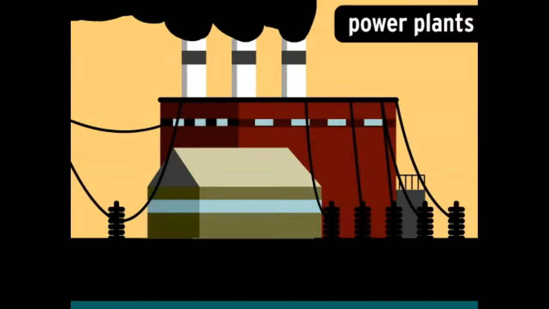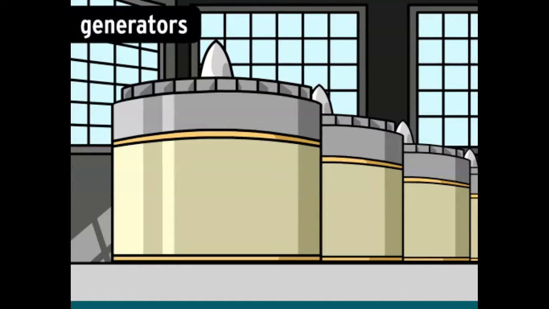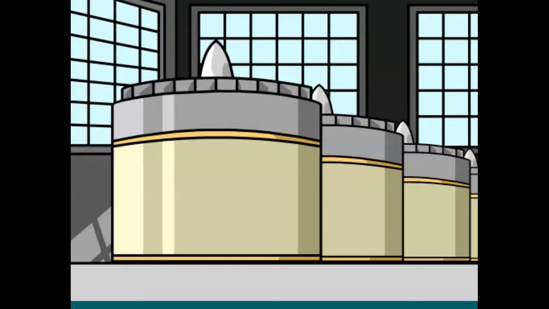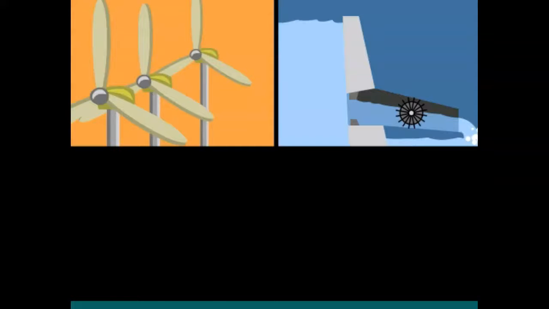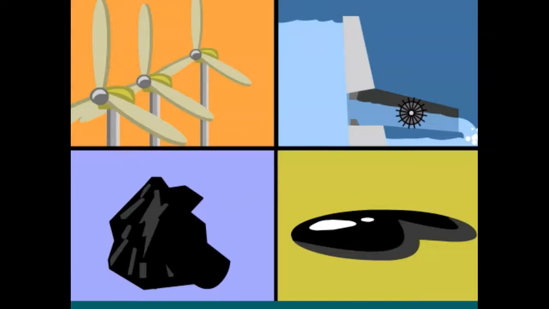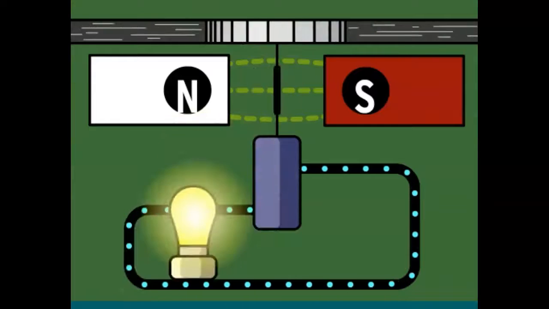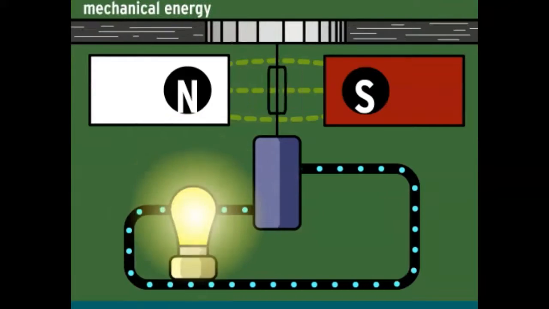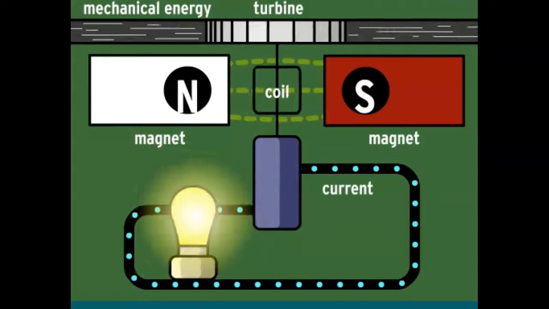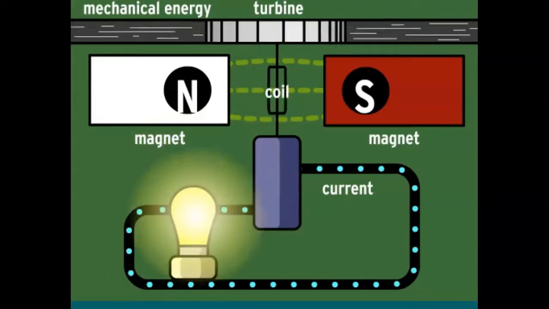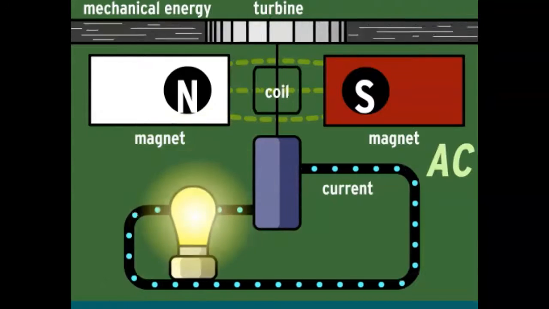Electrical energy is made in power plants. In power plants, generators change mechanical energy into electrical energy to make alternating current. Mechanical energy can come from a bunch of different sources like wind, moving water, and burning fossil fuels. Either water or wind or steam from burning oil and coal provide the mechanical energy to turn a turbine. The turbine spins a coil through a magnetic field. This generates an electrical current that changes direction as different parts of the coil pass through the field. Right, that's the alternating current.